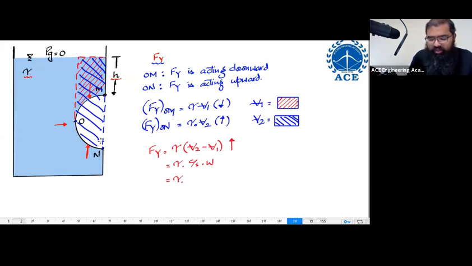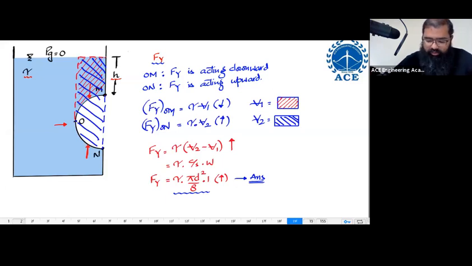What is the cross section of a semicircle? Because this is a semicircle portion. What is the cross section of a semicircle going to be? The cross section of a semicircle is equal to pi d square by 8, and width over here is equal to 1 unit, and this much amount of force is acting in upward direction. This is the net value of Fy.